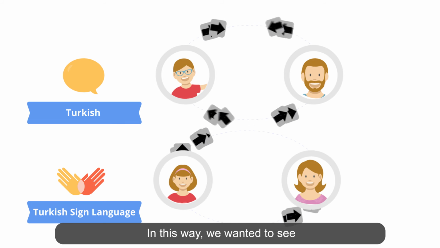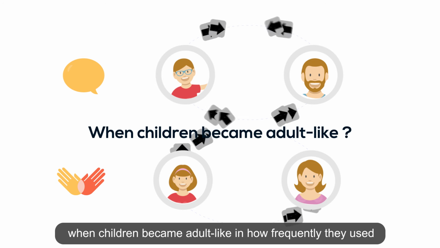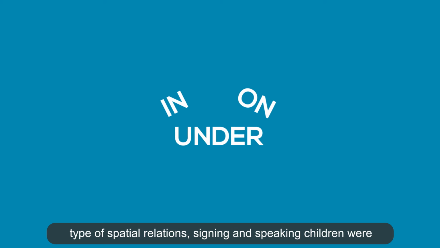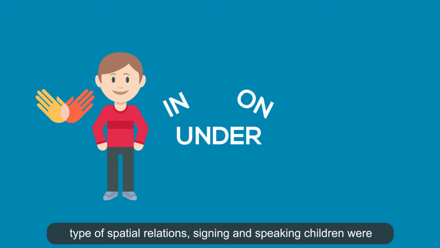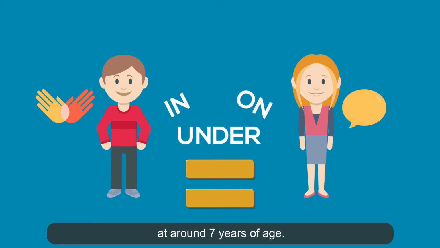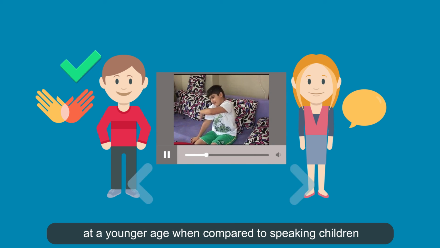In this way, we wanted to see when children became adult-like and how frequently they used different linguistic forms available in each language. The results have revealed that while expressing in, on, under type of spatial relations, signing and speaking children were able to use different linguistic forms as frequently as adults at around 7 years of age. However, signing children were found to express left-right at a younger age when compared to speaking children.